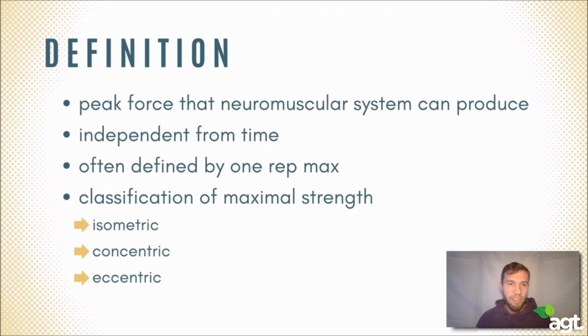An athlete's maximal strength is often defined by the 1 rep max, which you might have heard about already. Now, the 1 rep max is the maximal weight that we can lift on a single repetition. So it doesn't matter how many reps we can do. It just matters what's the highest amount of weight we can lift on one single repetition. It's also important how we classify maximal strength. There's a difference between maximal isometric strength, maximal concentric strength, and maximal eccentric strength.